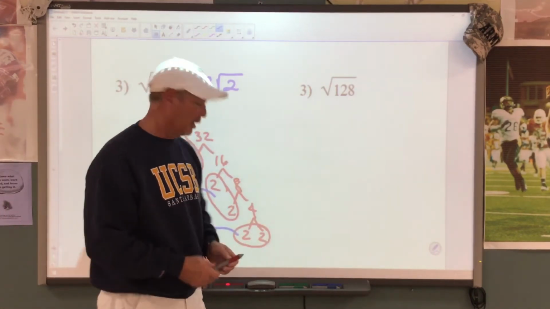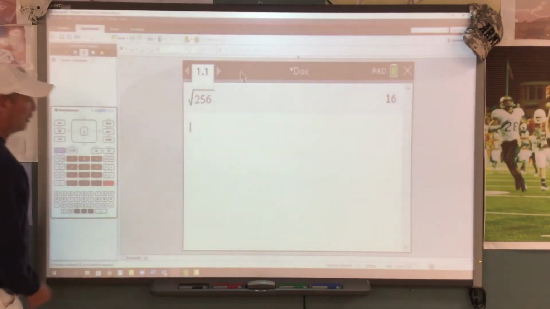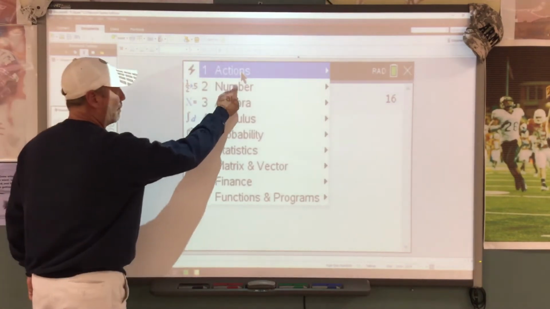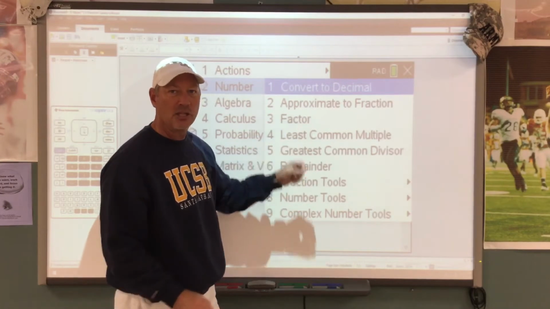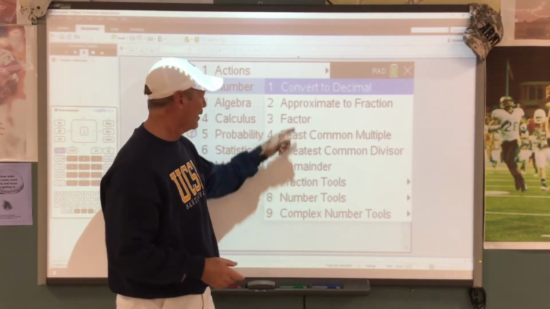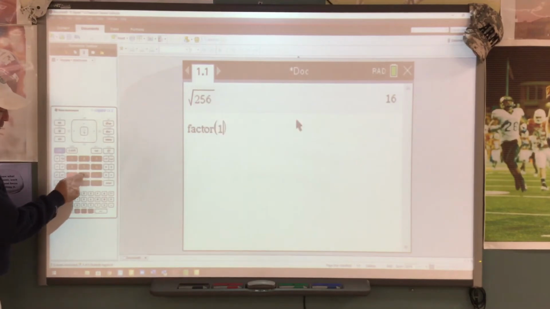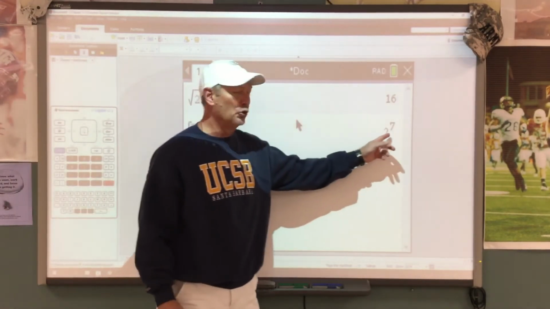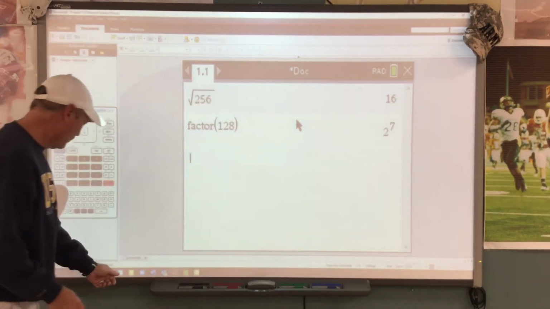Now if we use the calculator, we go to our calculator and we say menu, number, factor. Menu, number, factor. And we're going to put in 128 and we're going to hit enter. And it's going to give me 2 to the 7th power. Let's go back to our piece of paper.